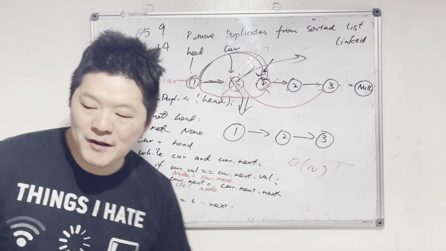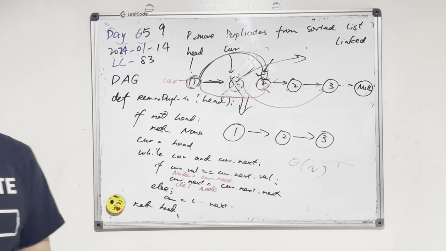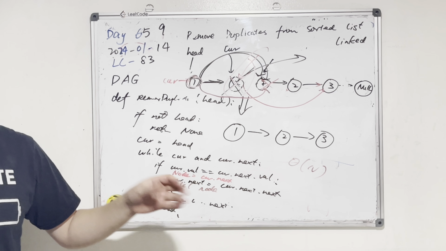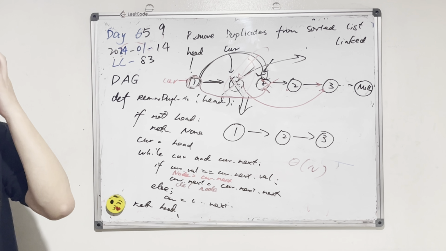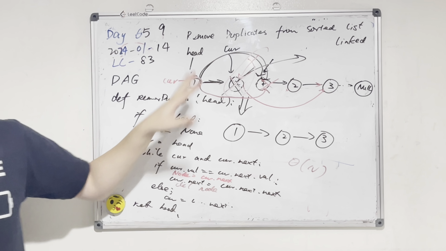Okay, so what have you learned today? What have you learned? Come on. Quickly, two or three sentences, and that's it. Remove duplicates from a sorted linked list. Okay, we're given a sorted list with duplicates, and we want to remove them.